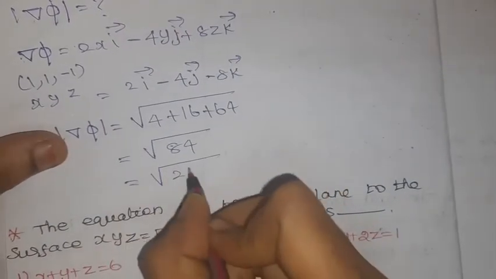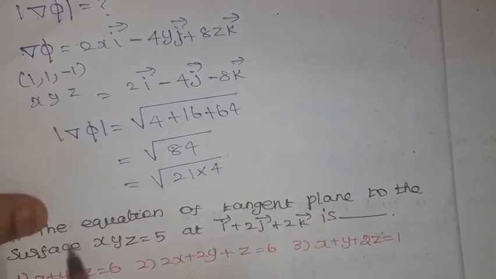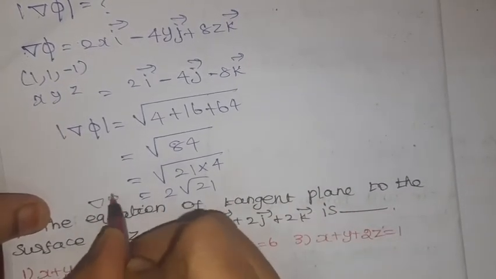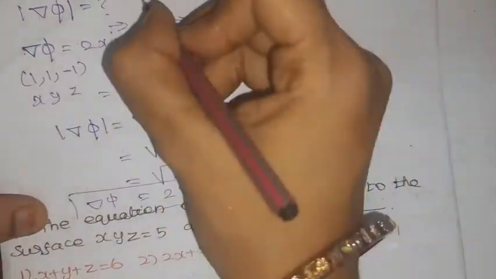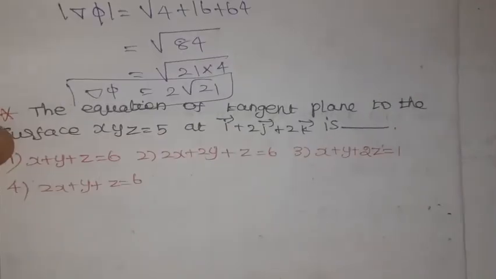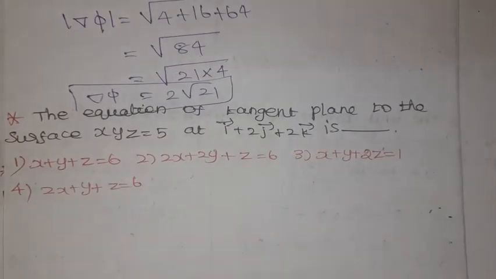The square root of 84 can be written as 21 into 4, so 2 root 21. Option 2 is the right option. First understand the question, what is given and what we need to find out. Very simple, direct formula substitution, as I told earlier.